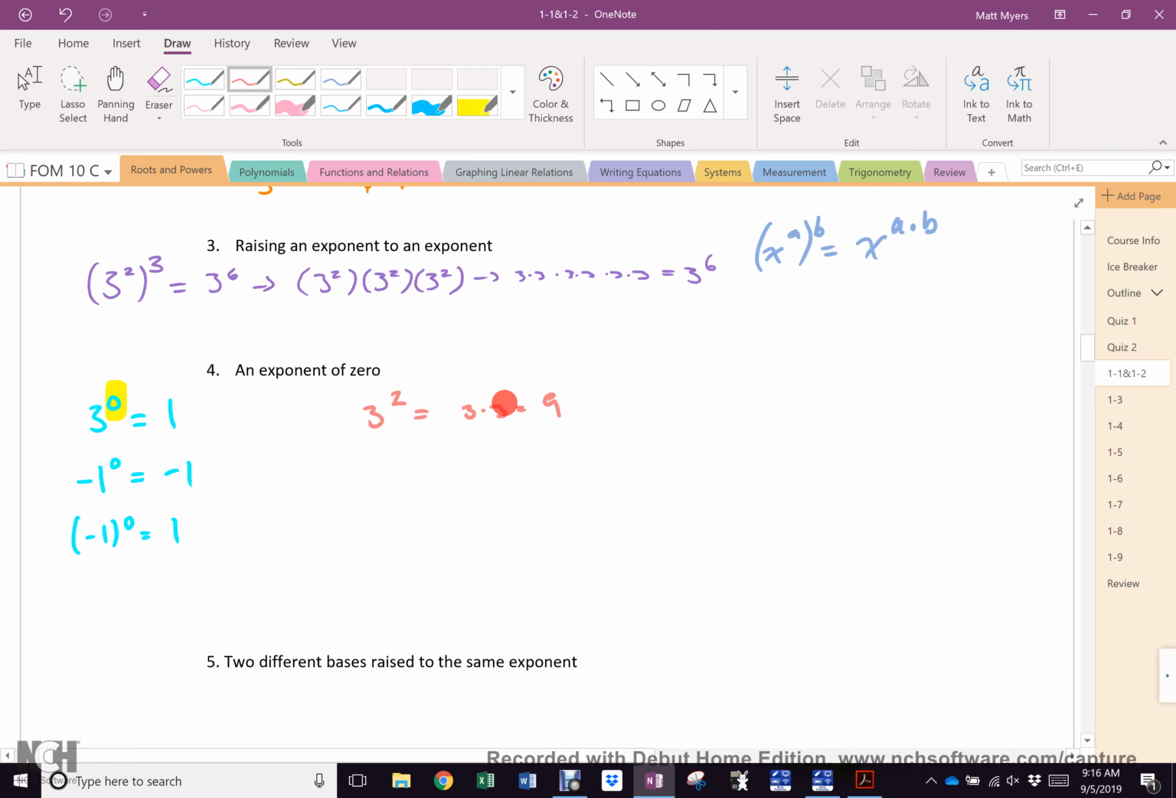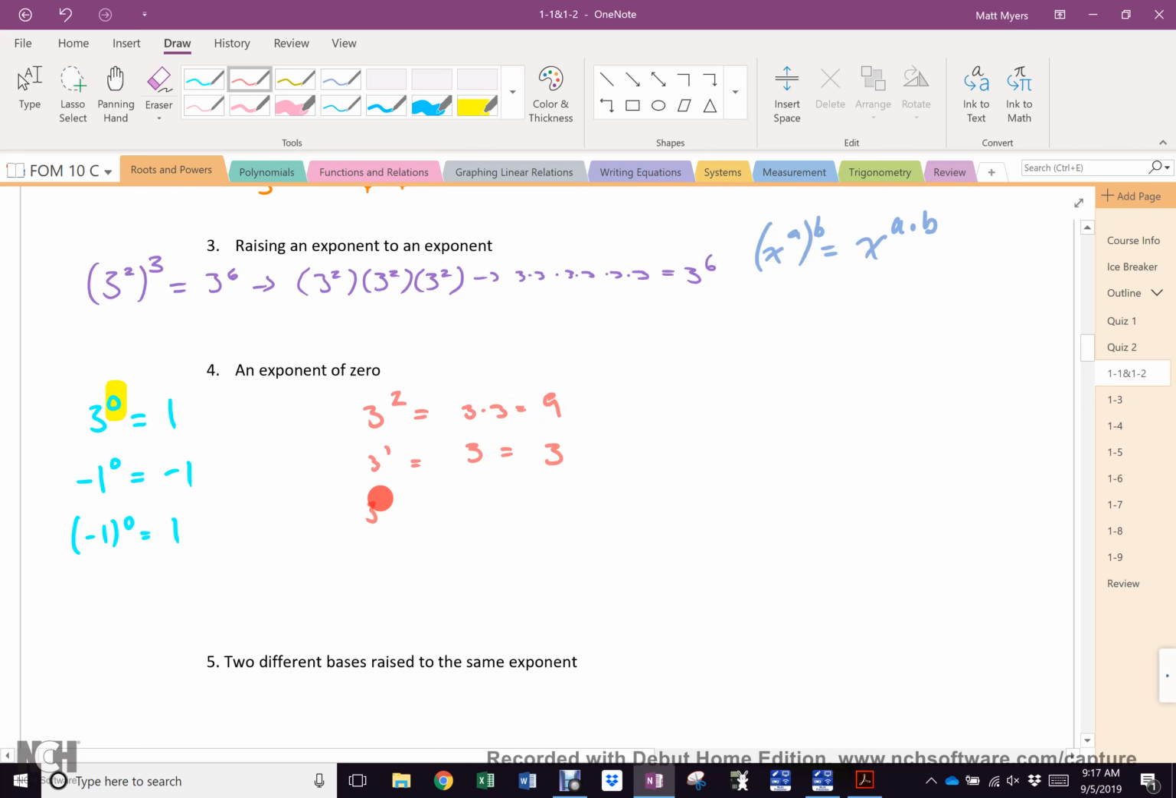Everybody understands that, yeah? Okay. Well, 3 to the 1 is how many 3s? 1, 3. So the answer is 3, correct? So what math did I do here? I took out a multiplication. So I did division, didn't I? Everyone agrees? 9 divided by 3 is 3. Everybody's cool with that, right?